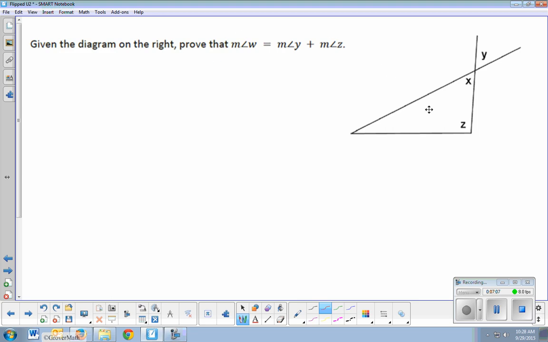This doesn't fit this diagram. Given the diagram, prove that w is equal to y plus z. There's not even a w on this question, so I'm actually going to scribble this out and rewrite something here. Let's put a w here, and I want to prove that angle y is the sum of angle w plus angle z. So what I want to prove here is that oh no, I'm sorry.